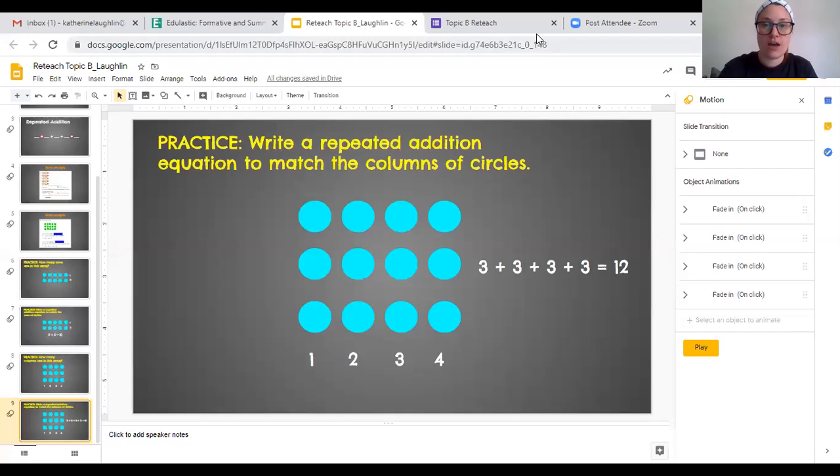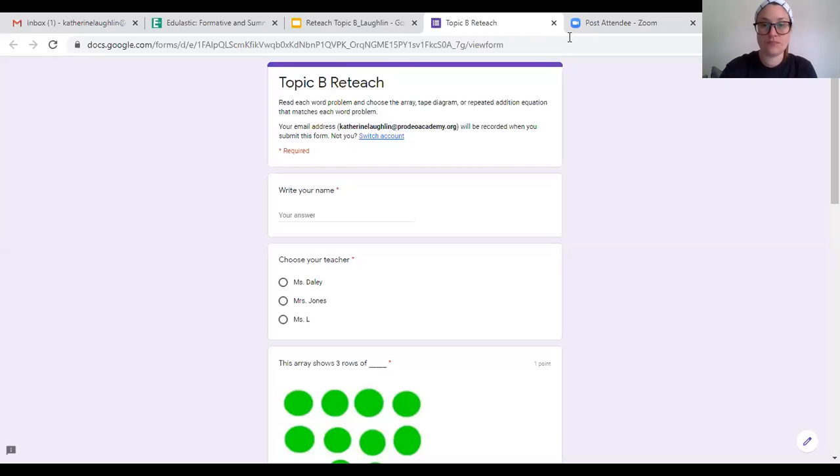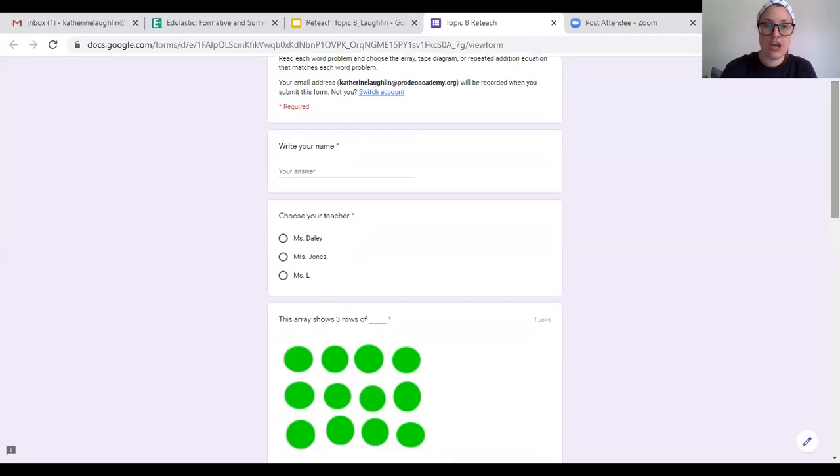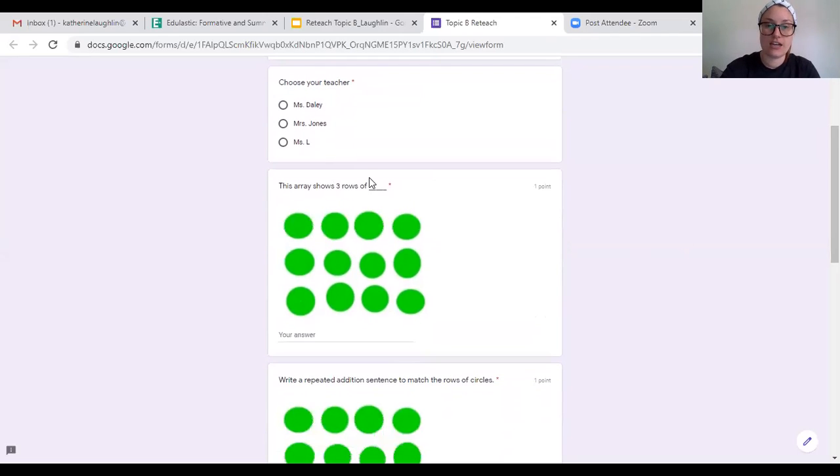Okay, before we go, I want to just show you what your Google form is going to look like for your assignment. It's called Topic B Reteach. Remember to write your name, choose your teacher. That's me. Always put me when they're asking your teacher because I am your teacher. They're going to show you the array and ask you some questions. Okay, 3 rows of blank.